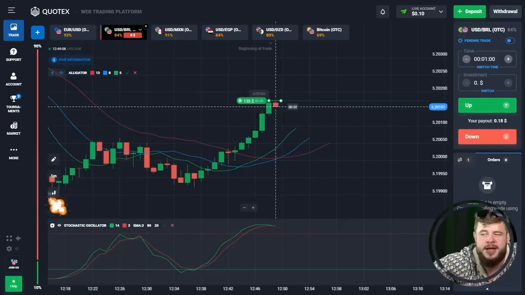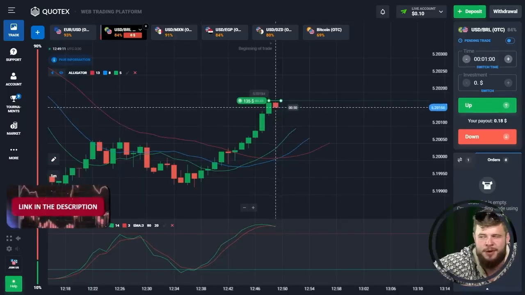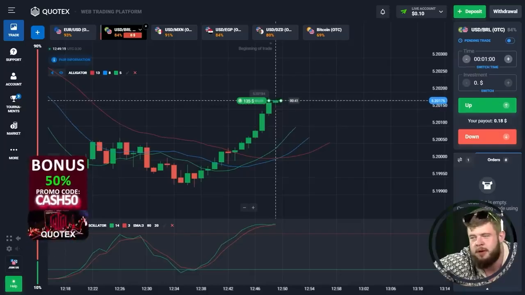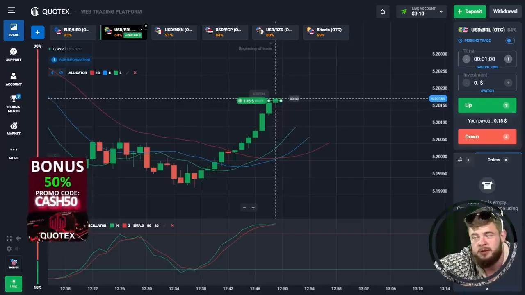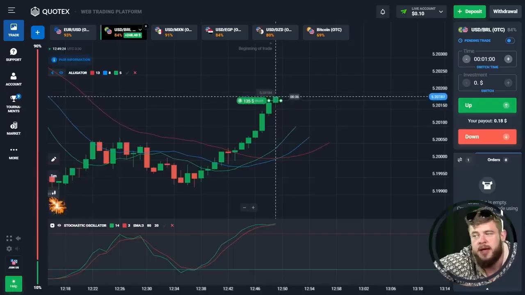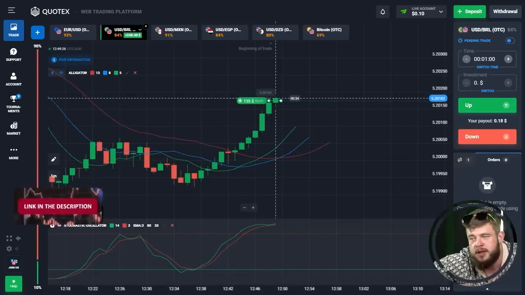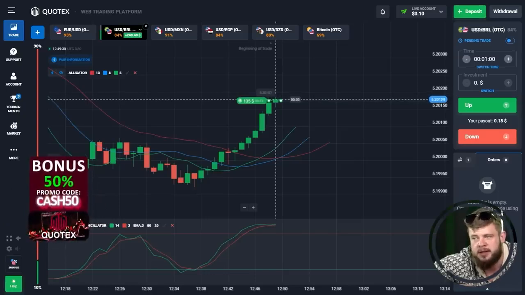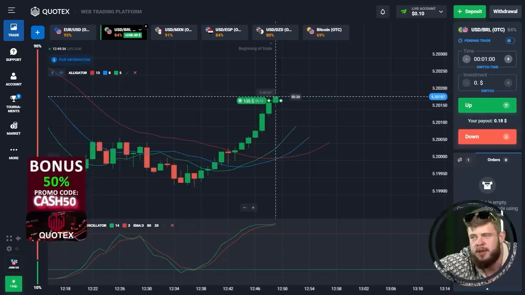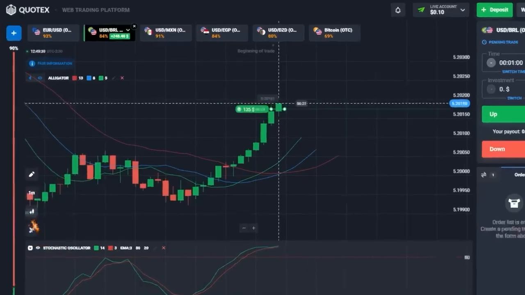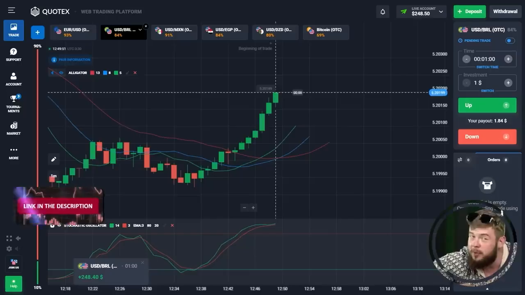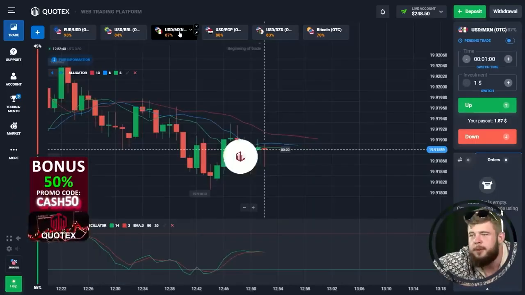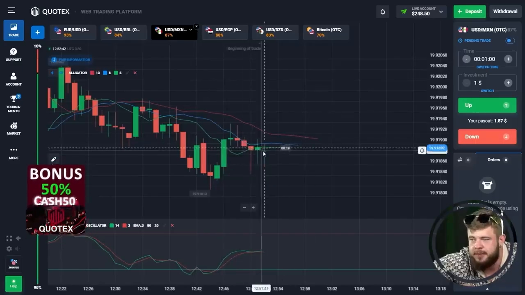However, according to the stochastic, the price is extremely overbought, and this signifies that soon we will highly likely receive at least downgoing correction. However, still we have some capacity for the growth according to the alligator. At least a small growth will be enough for us to be in profit. One more profitable trade and $248 on our account. Well, let's check USD Mexican.